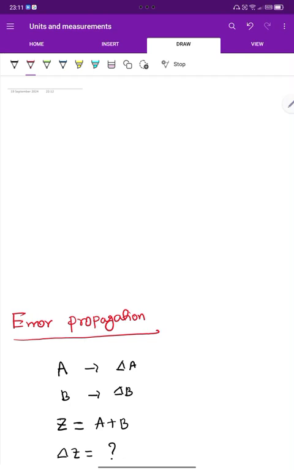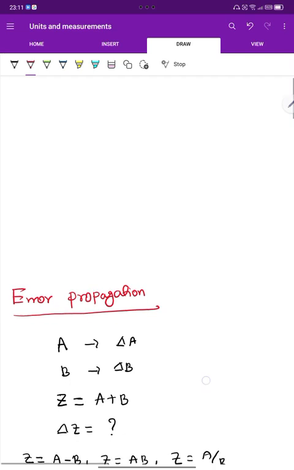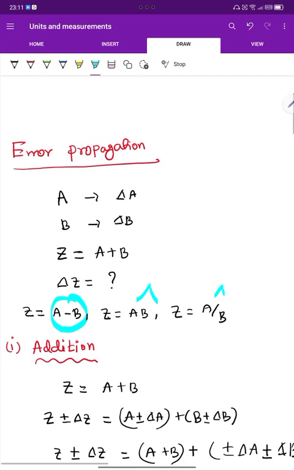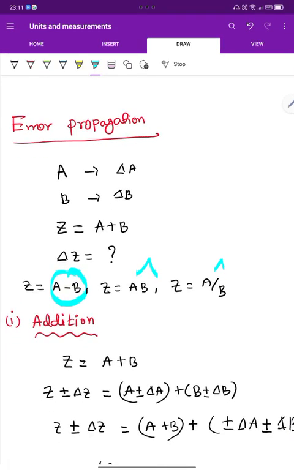Now the error is propagated from A and B to Z in the process of addition. Studying this transfer of error from a set of quantities to some other quantity is called error propagation, and it is not only happening in the process of addition, it is also happening in the process of subtraction, multiplication and division. Let's see in detail how the error is propagated in the process of addition.